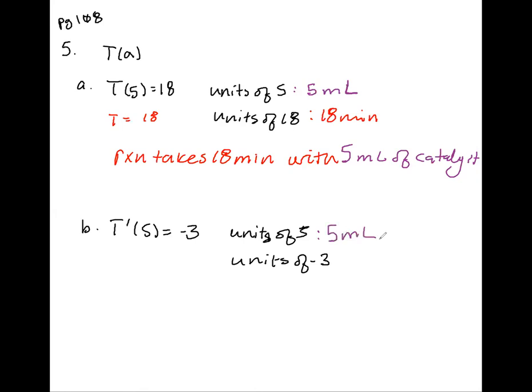Still in milliliters. The 5 doesn't change. This function, we're taking its derivative, but we're still having it be dependent on the amount of catalyst that we add. So the 5 is still going to be 5 milliliters.